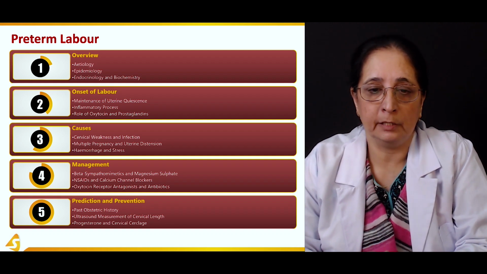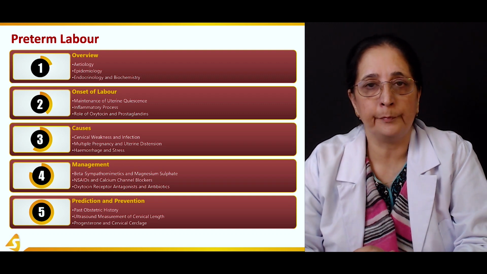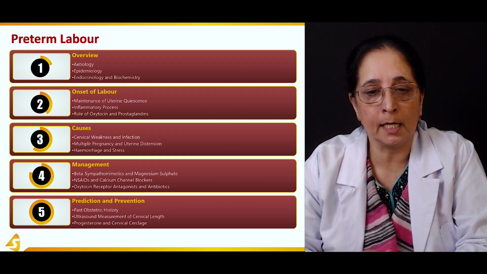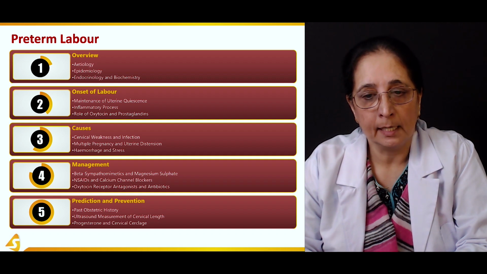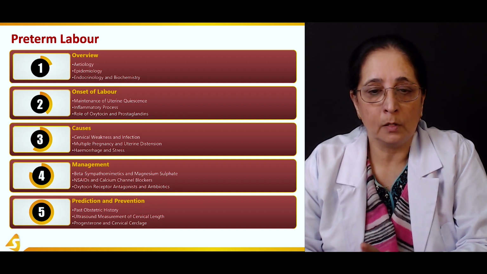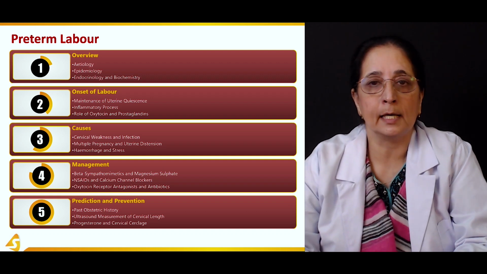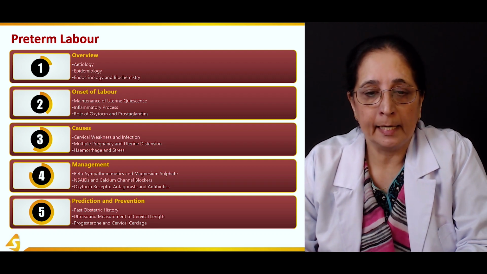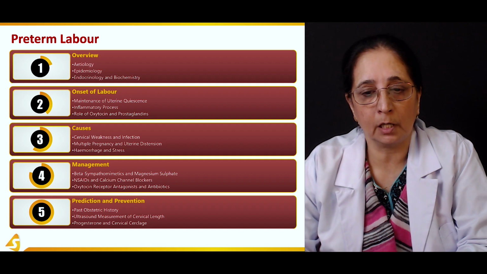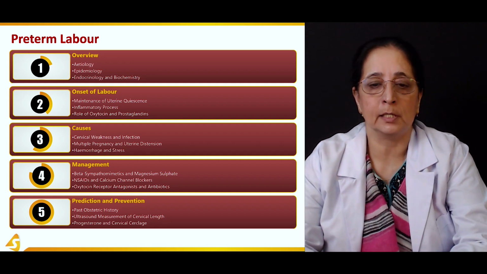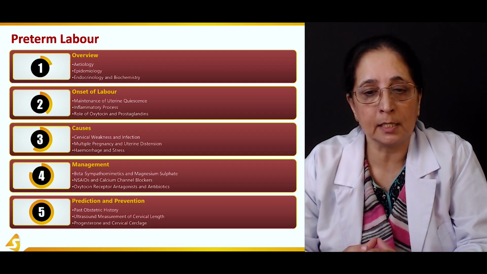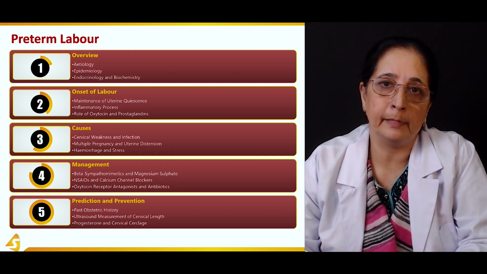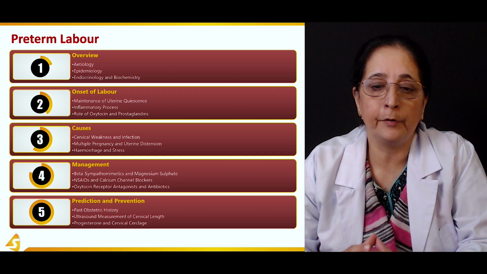Then on the fourth section, we will talk about the management of preterm labor, and the management of preterm labor is by beta sympathetomimetics and magnesium sulfate, and also non-steroidal anti-inflammatory drugs and calcium channel blockers. And then oxytocin receptor antagonist and antibiotics. So all these different drugs and chemicals are used for the management of preterm labor and to avoid preterm labor.